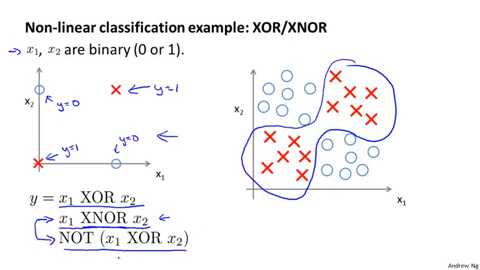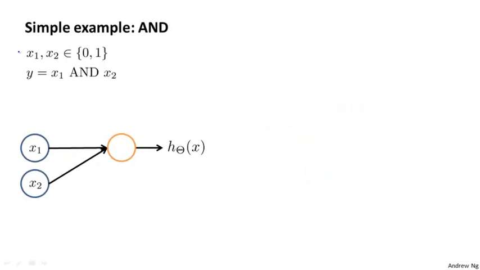and show a network that fits the AND function. Concretely, let's say we have inputs x1 and x2 that are again binary, so it's either 0 or 1, and let's say our target label y is equal to x1 AND x2. This is a logical AND. So can we get a one-unit network to compute this logical AND function? In order to do so, I'm going to actually draw in the bias unit as well, the +1 unit.